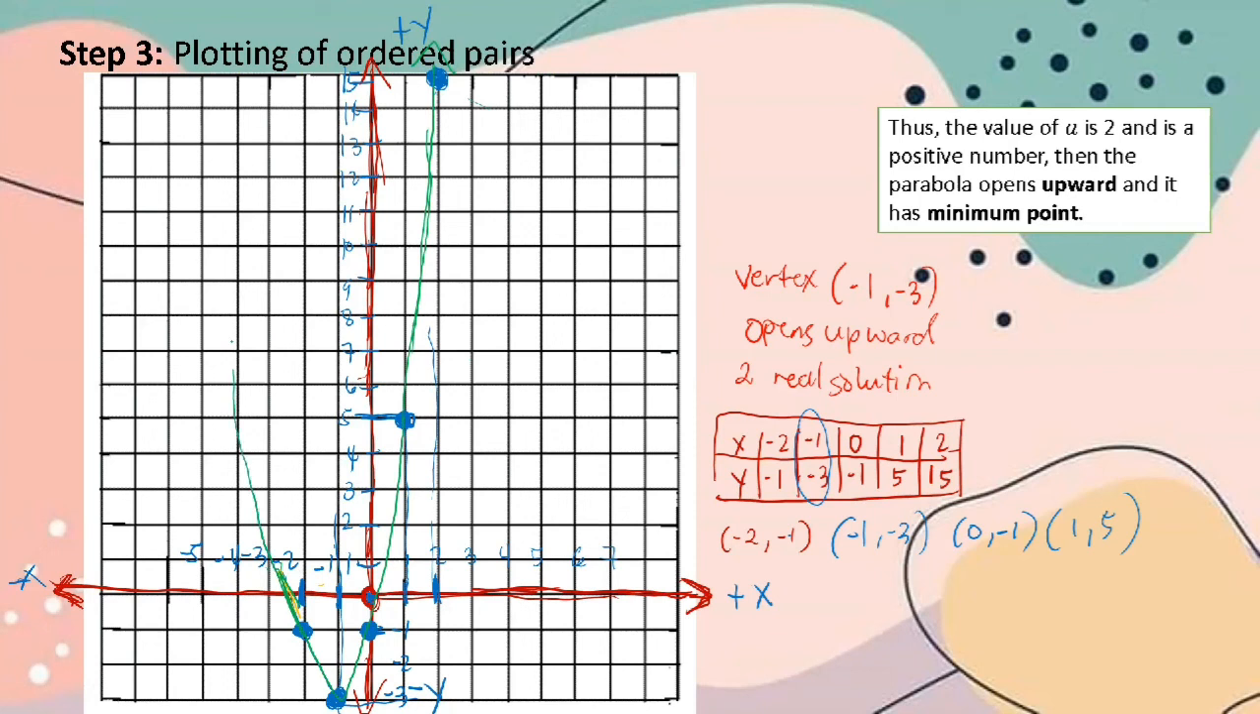Okay? So, the parabola that we have opens upward. Pa-upward siya, tama? So, tama itong opens upward natin. And then, next naman natin is the vertex. So, kung nakikita nyo dito, nag-meet yung ating two lines. Which is tama na ito ang vertex natin. Kasi ang vertex natin, -1 and -3. Where this coordinate is -1 and -3. So, tama din yung ating vertex.